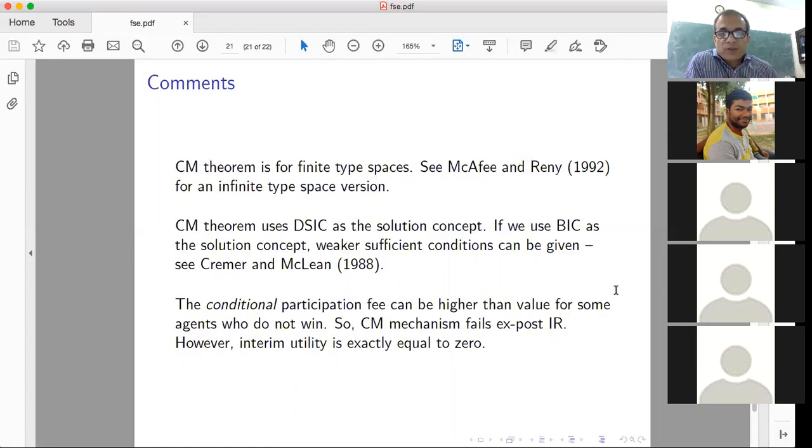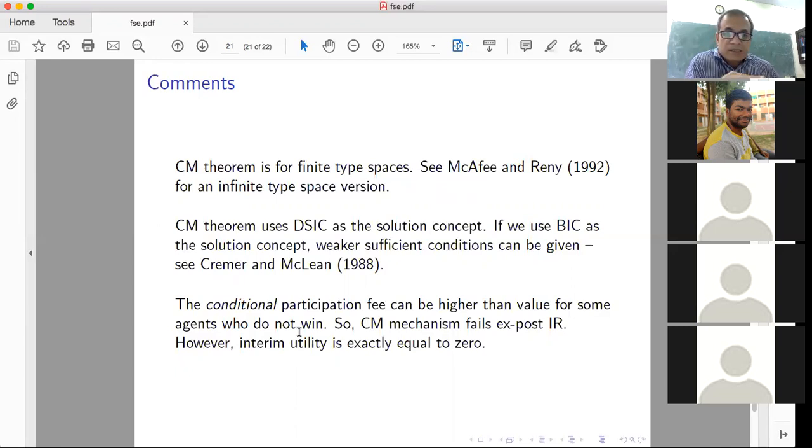And the third point is what you're saying, that the conditional participation fee can be higher than the value for some agents who do not pay. Basically, even if you win, the conditional participation fee can be higher than the value. So all this is saying is that the CM mechanism fails ex post IR. Agents, even if they don't win, may end up paying something. Even if they win at some types, they may end up paying more than their value. So it may fail ex post IR.